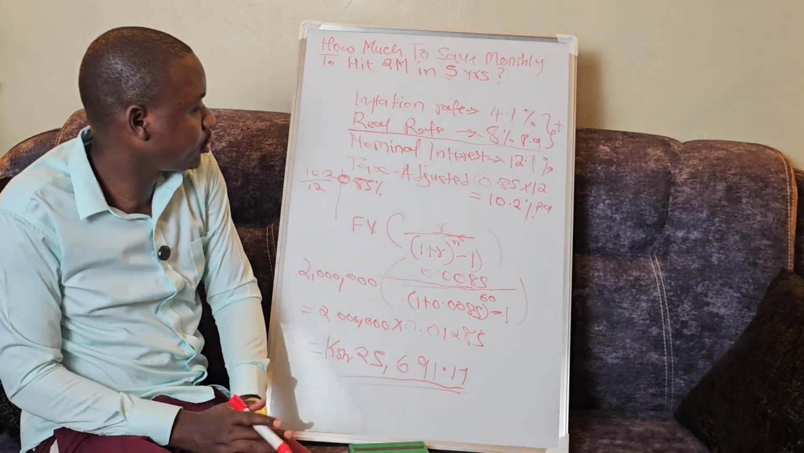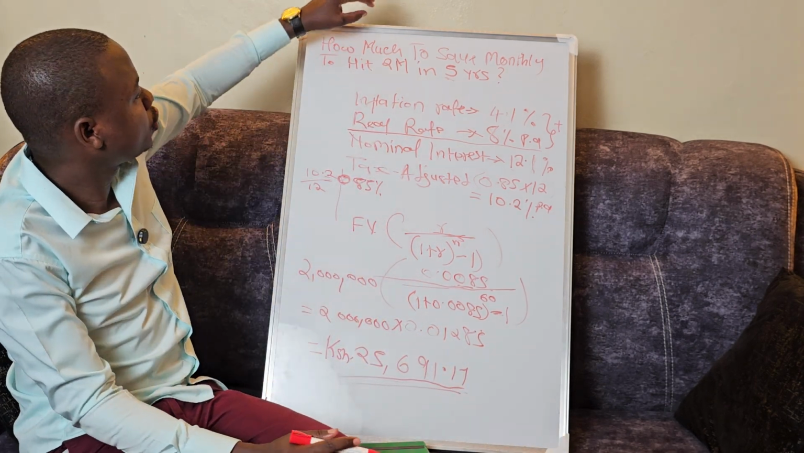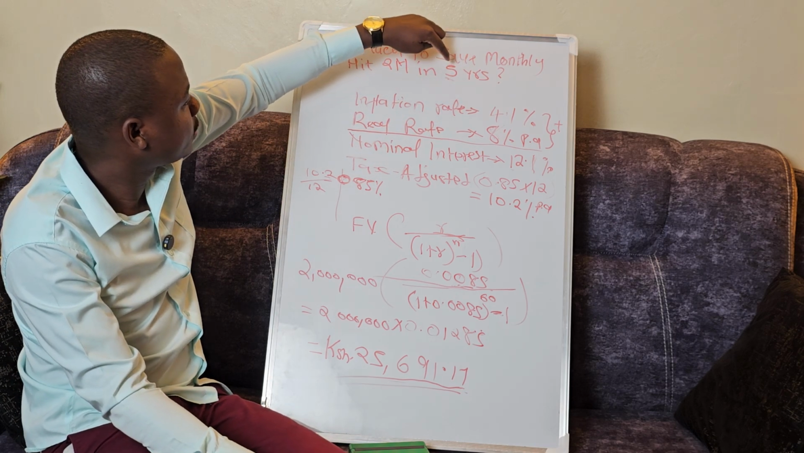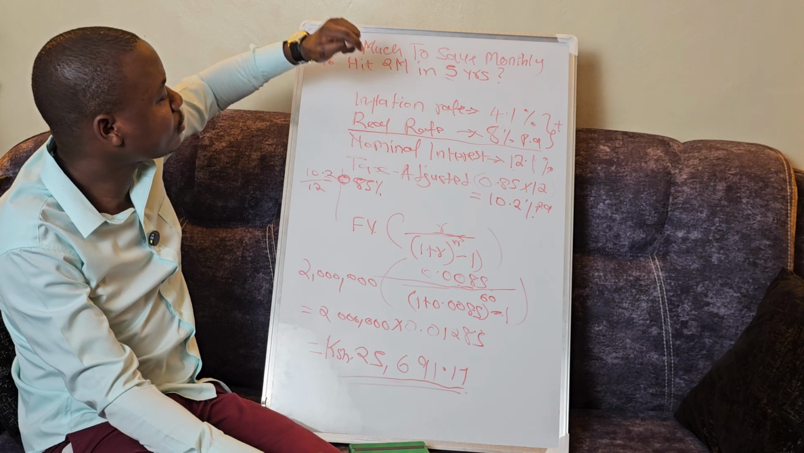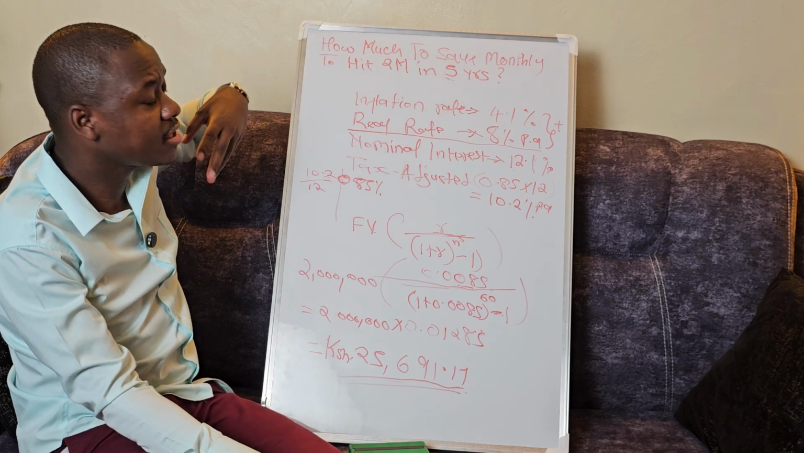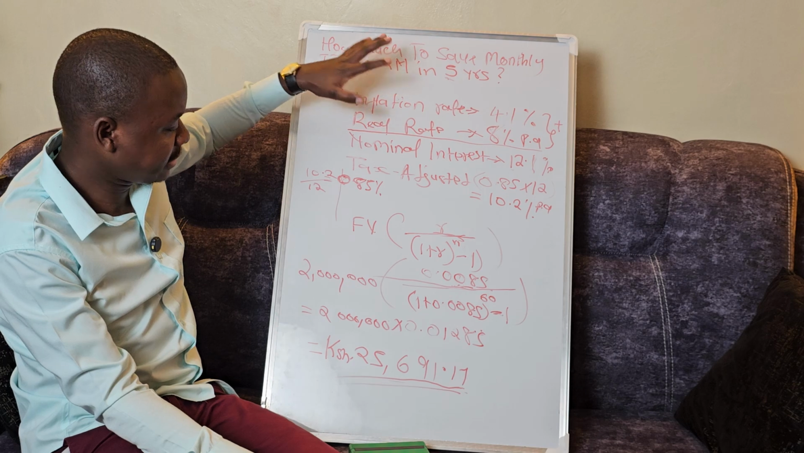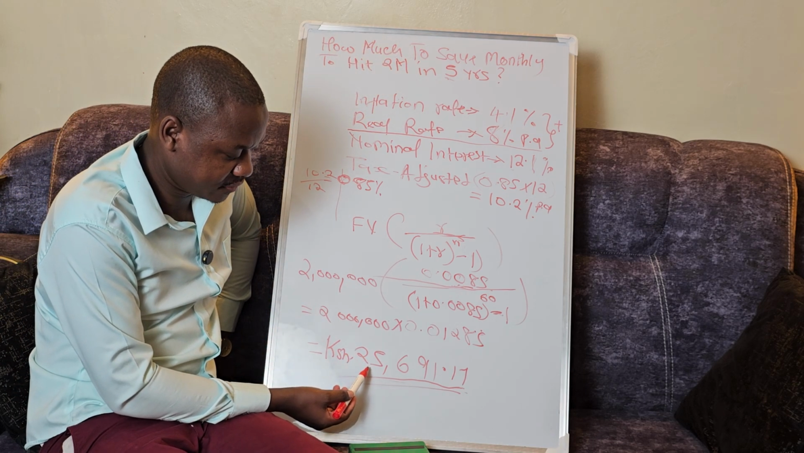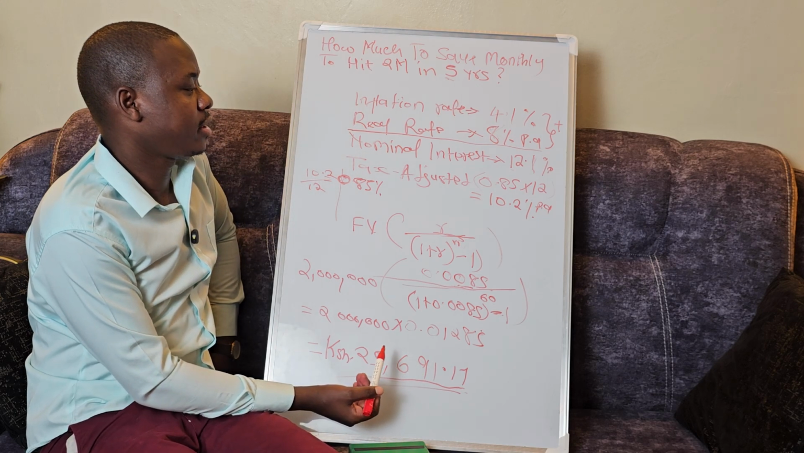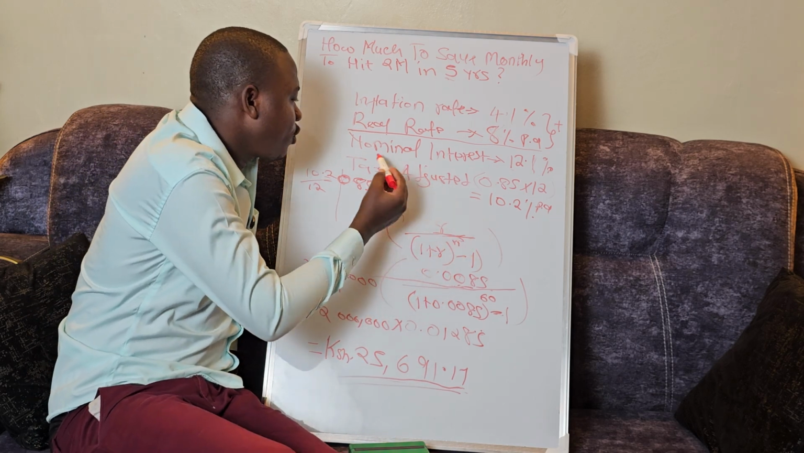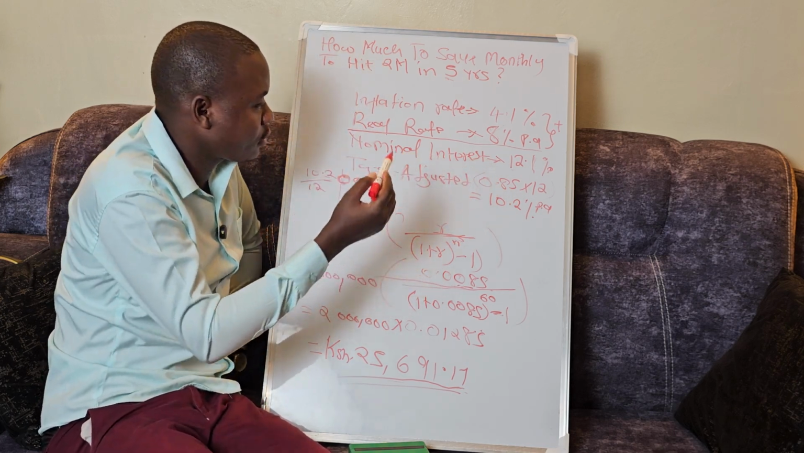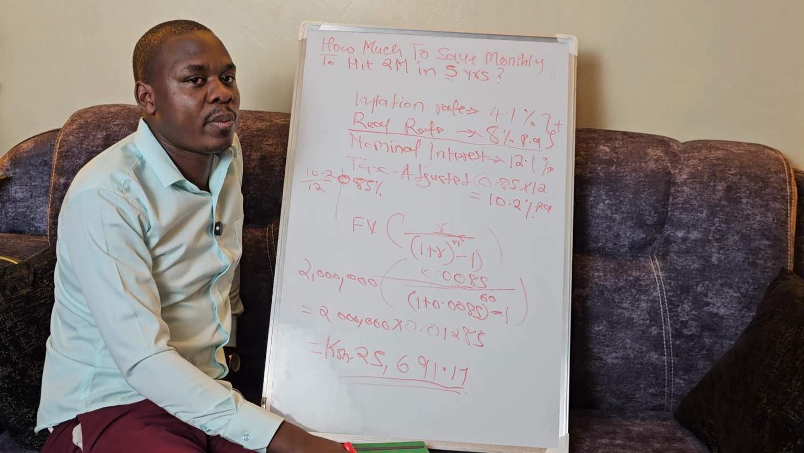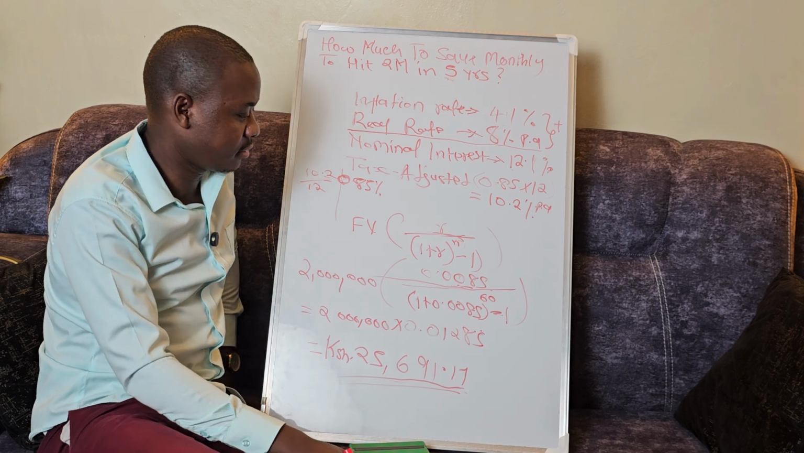So guys, if you want to save 2 million for 5 years, how much should you be saving every month? Ideally, you're supposed to save 25,691, assuming that the nominal interest rate that the financial institution is offering you is 12% per annum, compounded monthly.